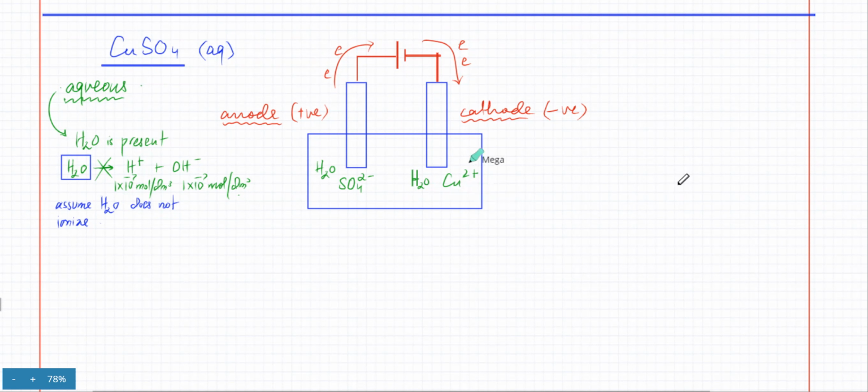Your task now is to figure out who's going to gain electrons at the cathode. The electrons are coming in. So who's going to gain electrons? Whether the electrons are going to go to copper 2+ or whether they're going to be gained by water molecules. That's the question. So two things: copper 2+ or H2O. You have two species. Who gains electrons?